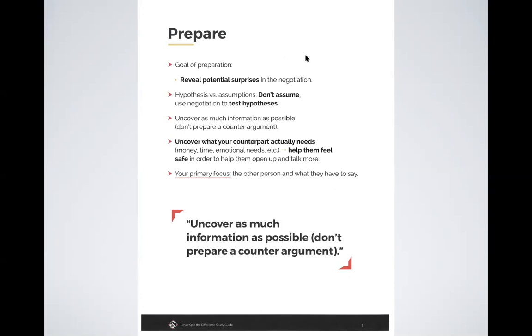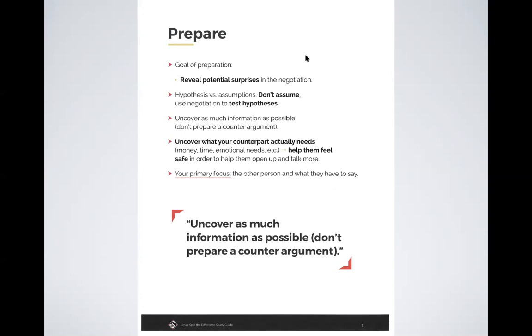So we kind of spilled over a little bit into chapter 2, right? That's okay, that's the way this should go. There's no right or wrong in this thing. But let me go through his bullet points real quick. Goal of preparation: reveal potential surprises in negotiation. He says somewhere in there that good negotiators know that there are going to be potential surprises. Great negotiators go find those surprises and uncover as much information as possible.